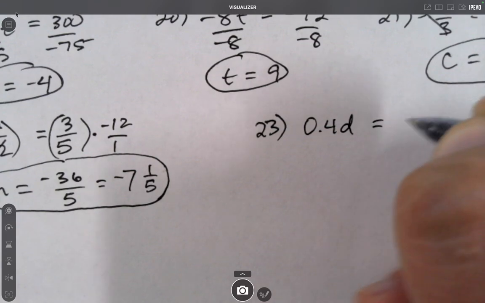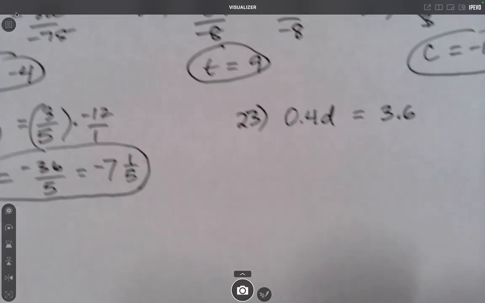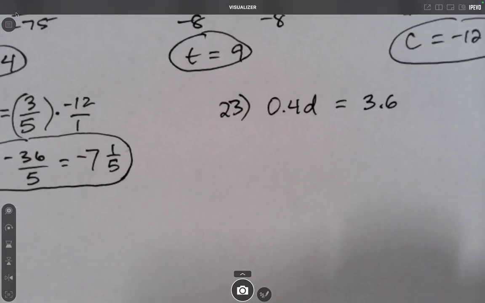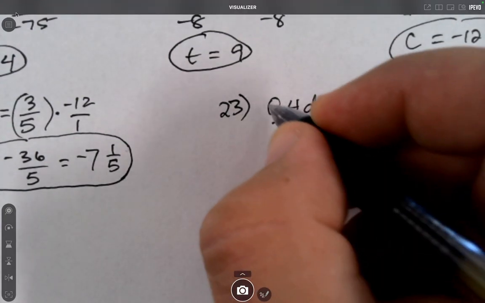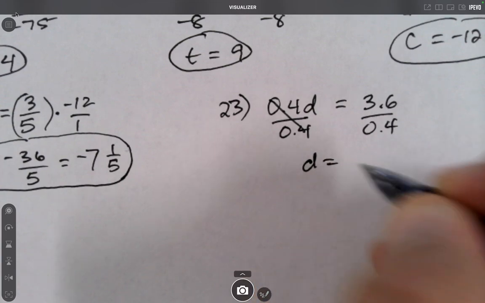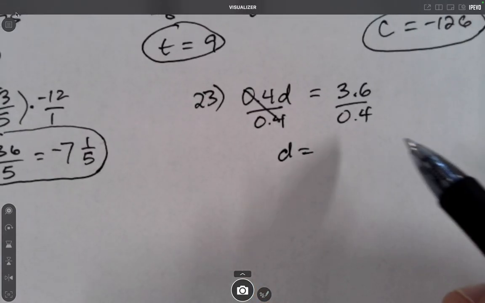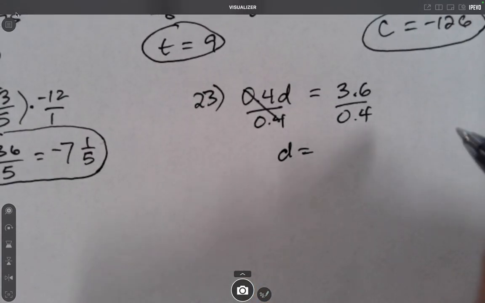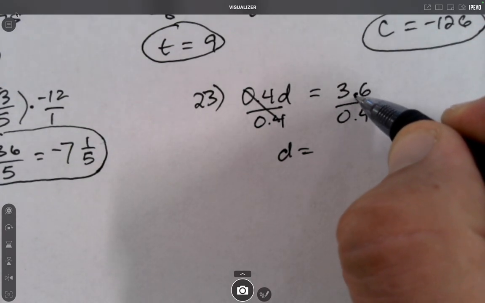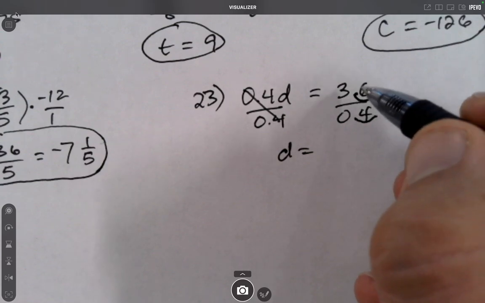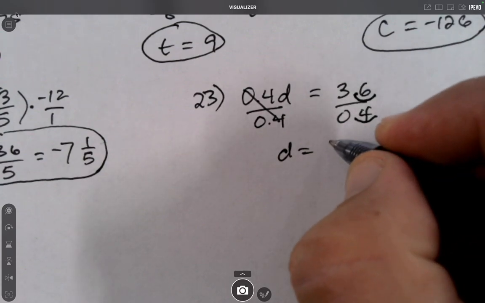23. 0.4d equals 3.6. They're multiplying d by 0.4, so we will divide d by 0.4. And you might think this is the one you'd have to use your calculator for, and you certainly can. You're allowed to. But you can look at this instead as 3.6 over 0.4. Just move the decimal over on both of them. It's really just 36 divided by 4, which is 9.